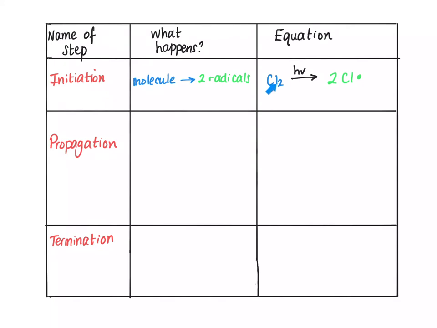So the initiation step is Cl2, chlorine, reacts with UV light, which we usually represent with hv, goes to 2Cl•, and that dot means that the Cl's are radicals.